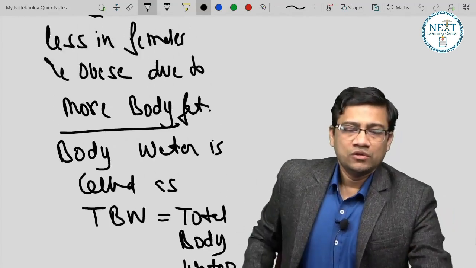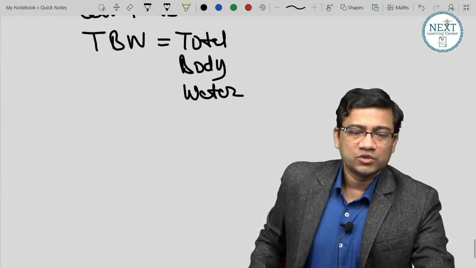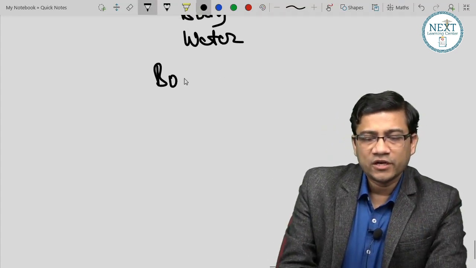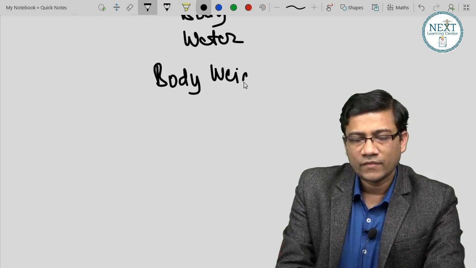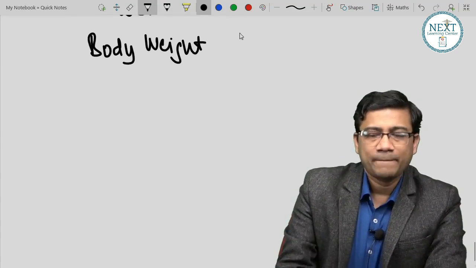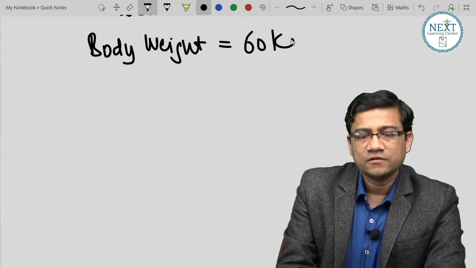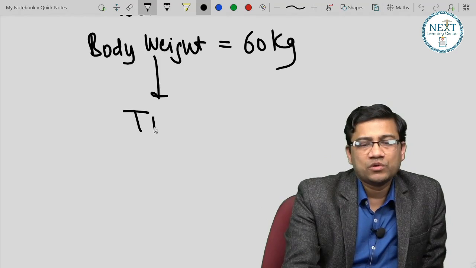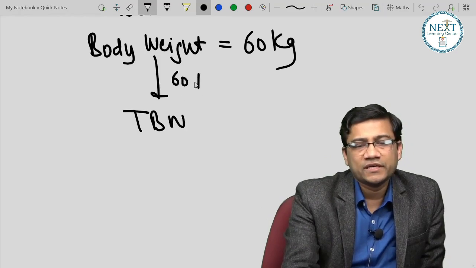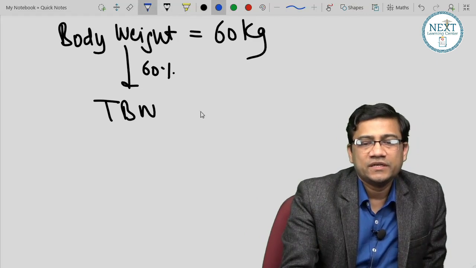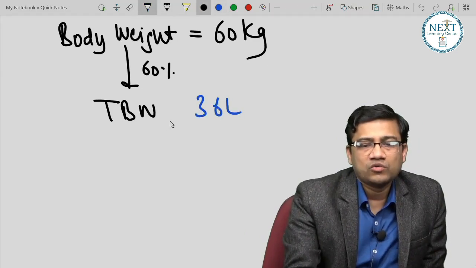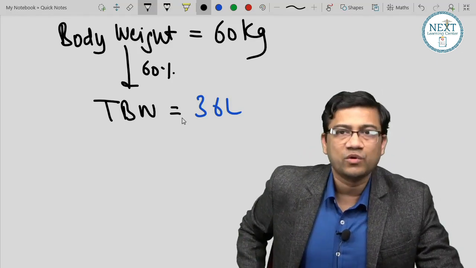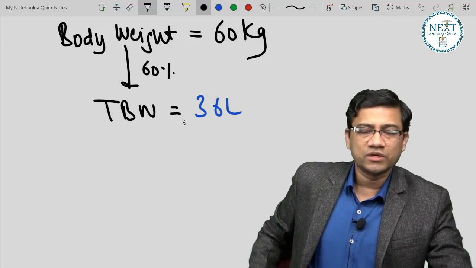So what is this total body water divided into? Let's say your body weight is 60 kg. A 60 kg person will have how much total body water if you take 60%, as I told you? Yes, 36 liters. So out of all the body weight, 36 liters is the total body water.